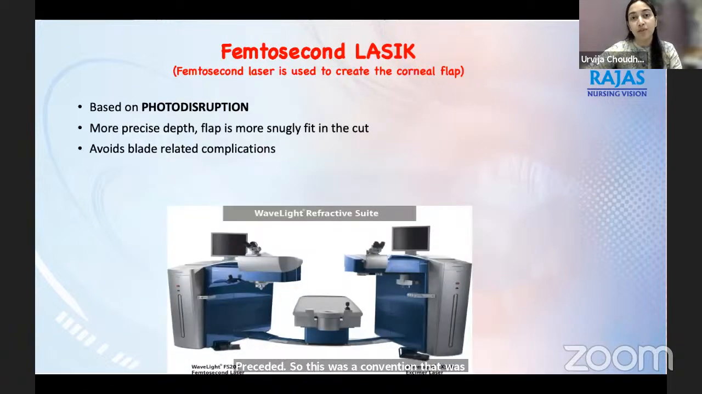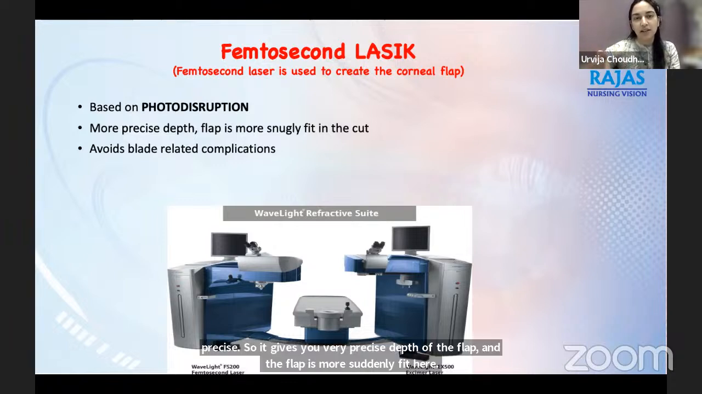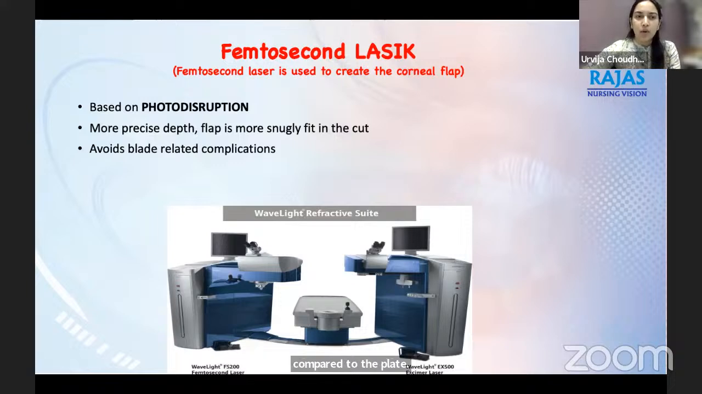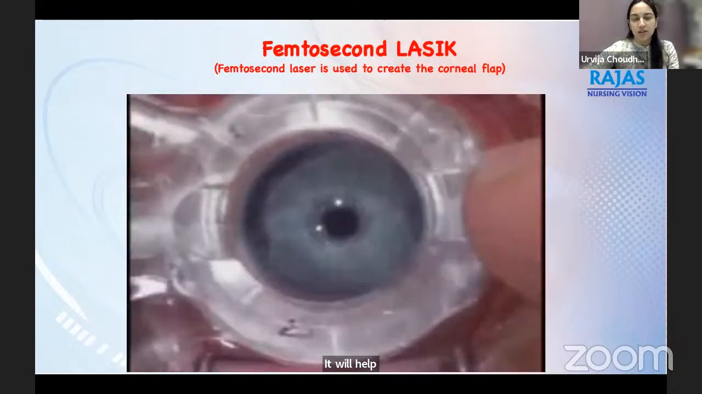Then came femtosecond LASIK, where a femtosecond laser was used to create the corneal flap. Femtosecond works on a photodisruption principle, and it is a laser-based procedure which is very, very precise. So it gives you a very precise depth of the flap, and the flap fits more snugly because of the cut created by the machine as compared to the blade. It will help avoid all the blade-related complications.